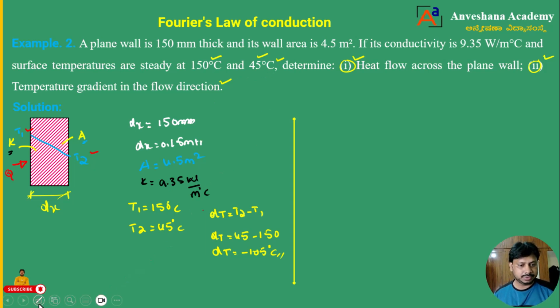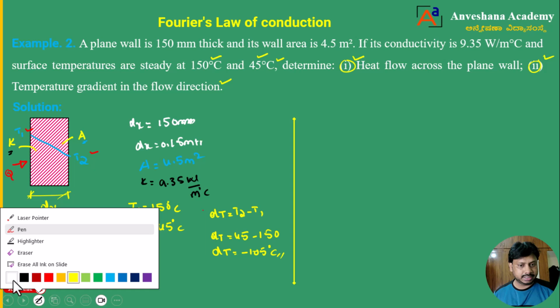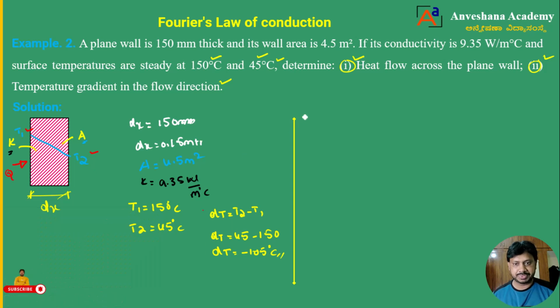Now I have listed the given data. Now I need to solve this problem. So the first parameter is what? Heat transfer. That is nothing but what I will mark here, heat transfer. Heat transfer is represented by the notation Q. To calculate that Q, we are going to use Fourier's law of conduction equation. What is that? Minus KA into dT by dx. Now you substitute the values to calculate the heat transfer.